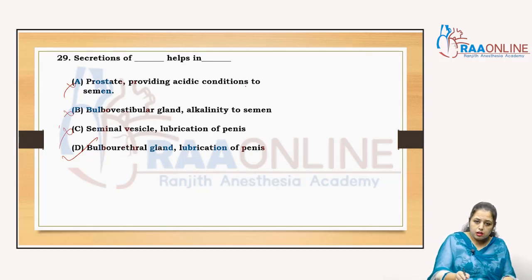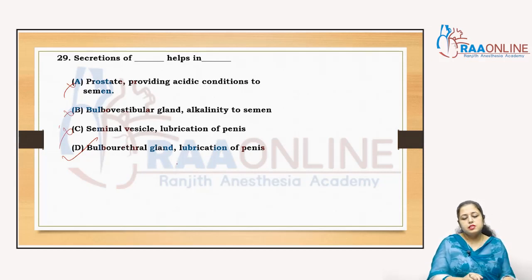To correlate all these things, you have to know about all the structures of the male reproductive system. The bulbourethral gland is the Cowper's gland, which secretes mucus, right? It secretes mucus, and it helps in the lubrication of the penis, right? And it also neutralizes a little bit of the acidity of the male urethra just before the ejaculation of the semen, right?